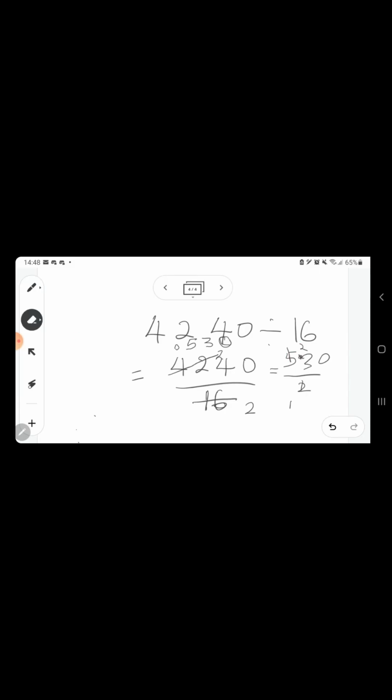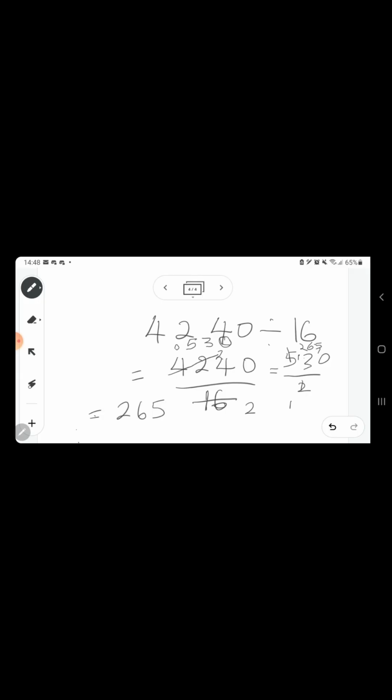So I put my 1 there, making 13. 2 in 13, of course, 2 times 6 is 12. So I write 6 down, remainder 1. I put my 1 there. And then I say 2 in 10. That's 10, right? 5. So my answer is 265.